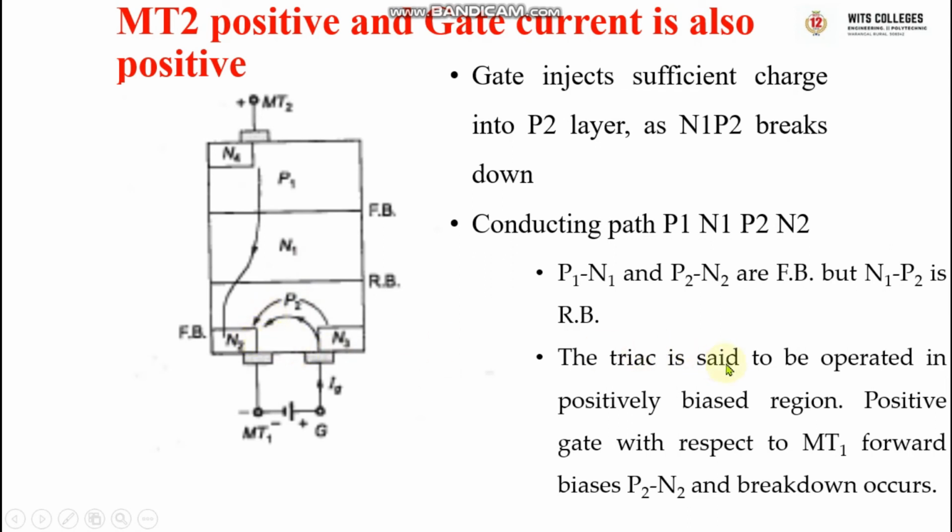So triac is said to be operated in the positively biased region. Positive gate with respect to MT1 means gate is positive, MT1 is negative. It forward biases the P2 N2 and breakdown occurs.